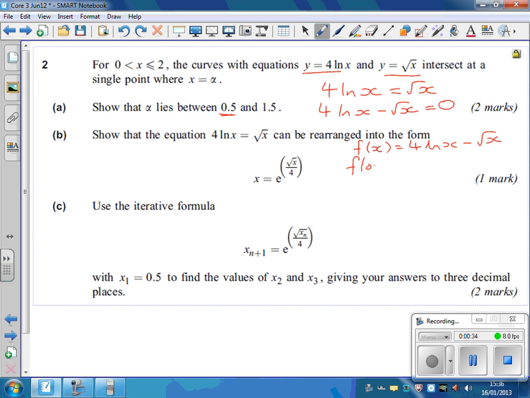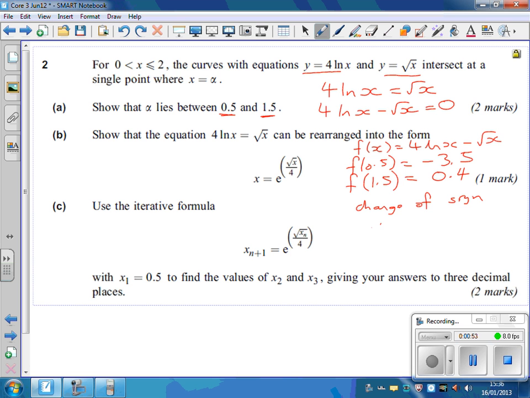f of 0.5. Well, when you tap in 0.5, you get minus 3.5, a negative one. That's the point. Now put in 1.5. f of 1.5 turns out to be a positive one, 0.4. So we've got a change of sign.